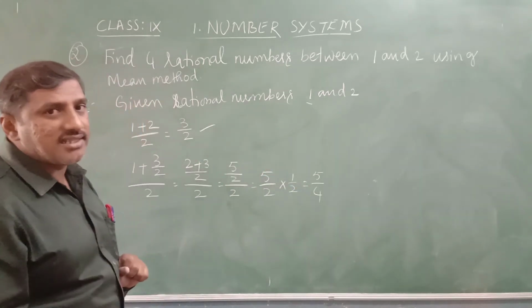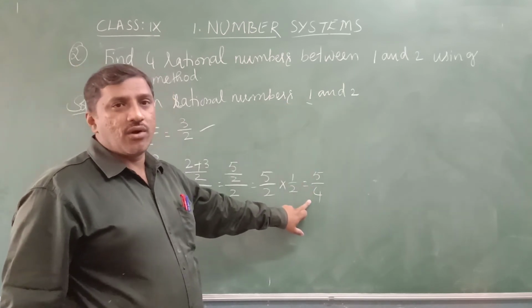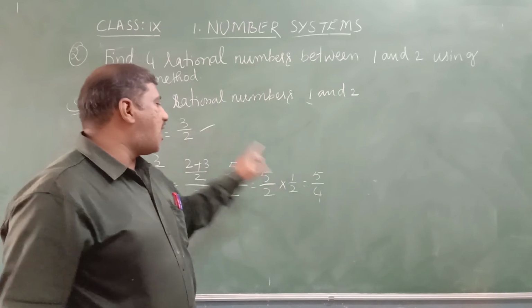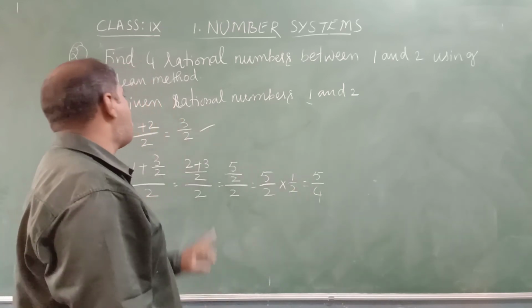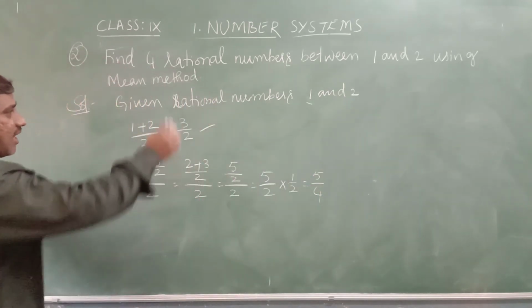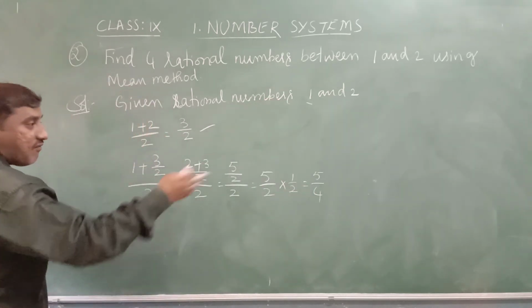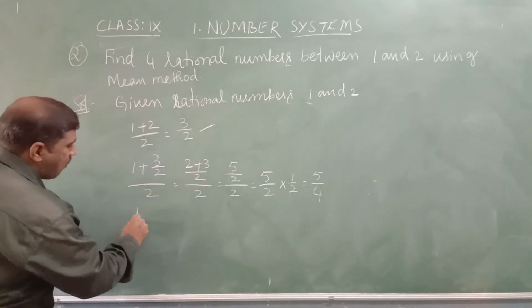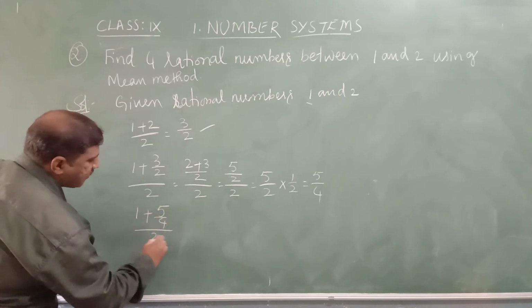Next, to find the third rational number, you can choose 1 and 5/4, or 3/2 and 5/4, or you can choose 2 and 5/4. Any way you can find. Now I am choosing 1 and 5/4. Find the mean of 1 and 5/4: (1 + 5/4) divided by 2.